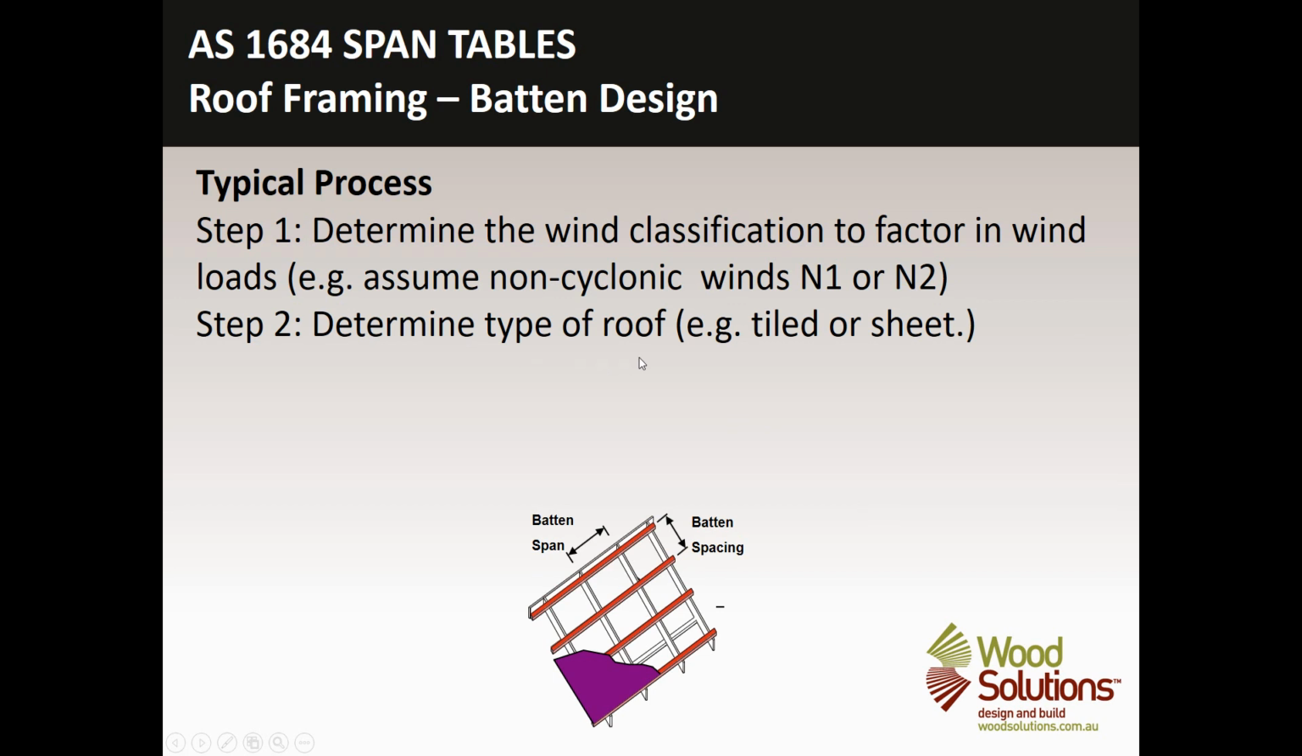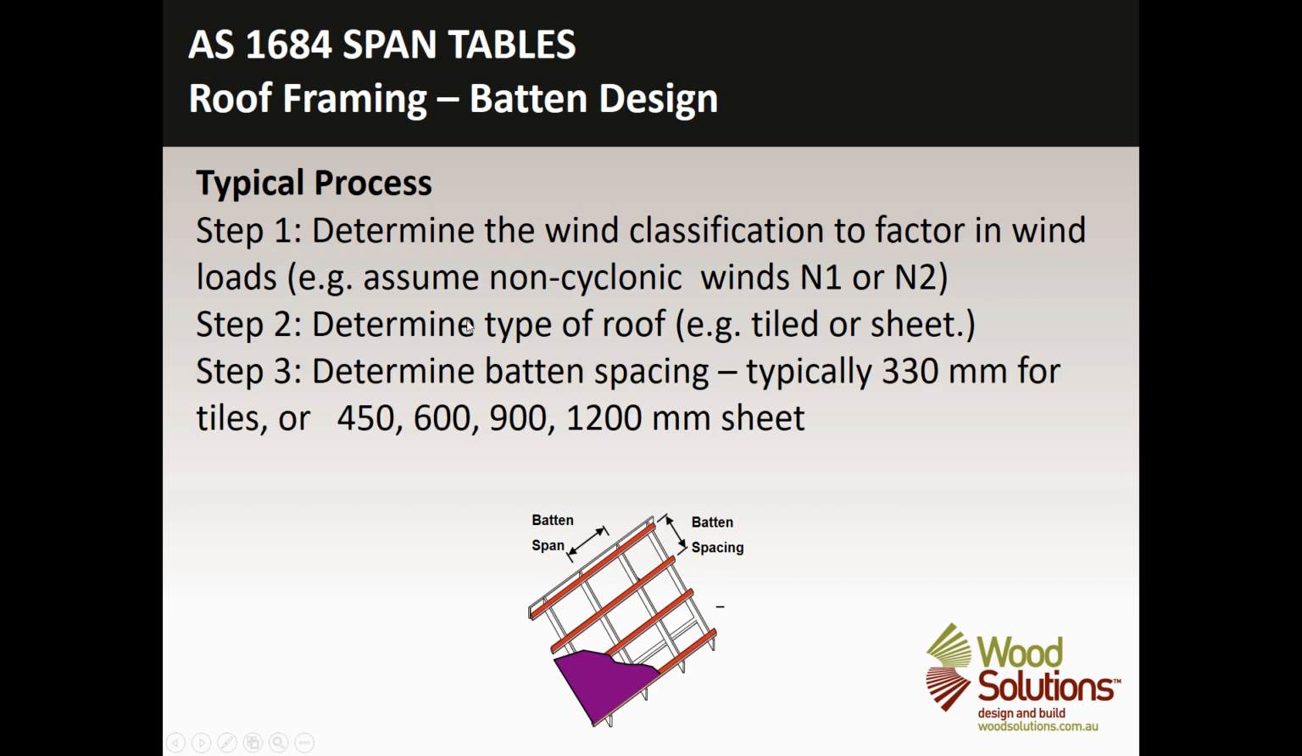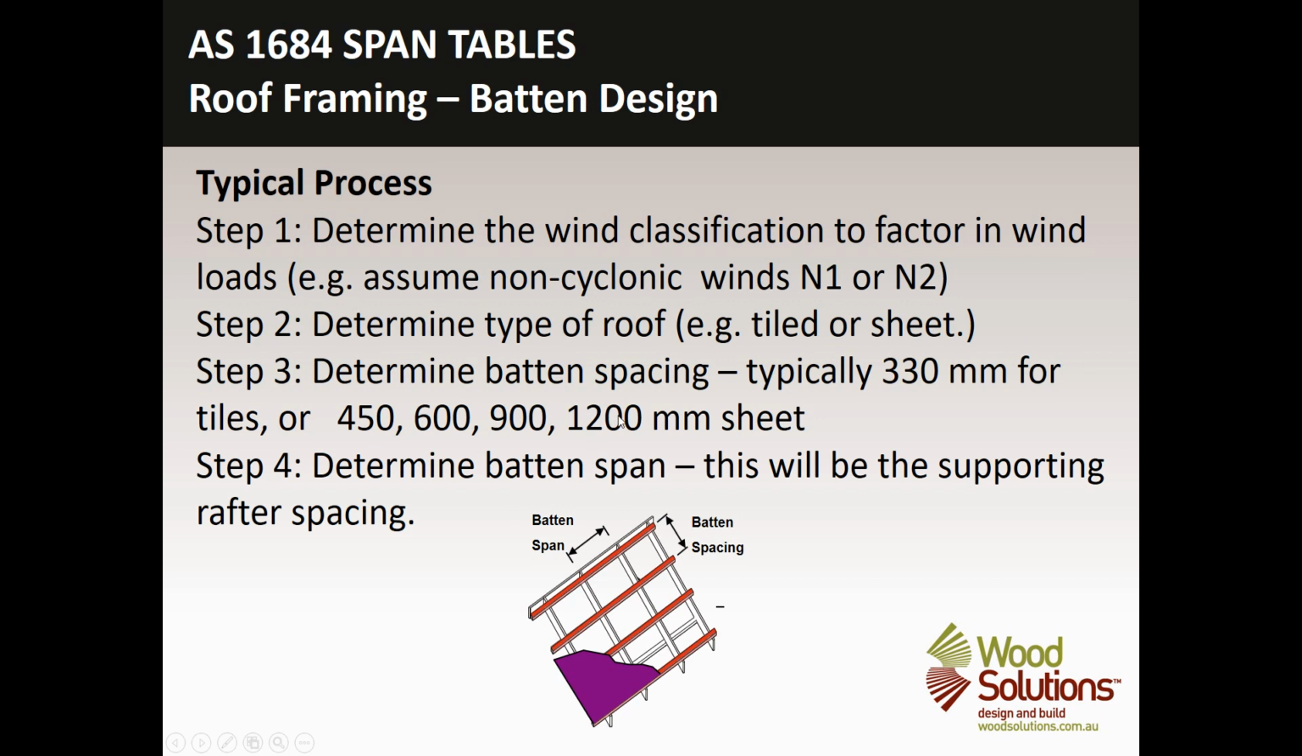Determine type of roof, is it tile or sheet? Determine batten spacing. So typically 330mm for tiles, or for sheets, 450, 600, 900, 1200. Yeah, so your typical spacings for sheets, well, it's hard to say typical, but they're the 900, 1200, or even greater for some of your decking materials. Determine batten span. This will be the supporting rafter spacing.